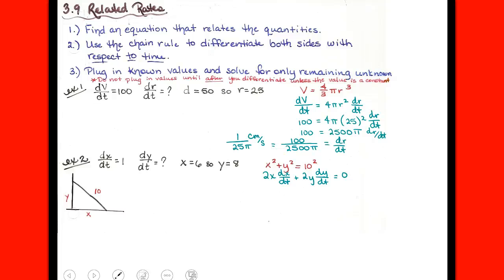All right, so then I'm going to plug in the values that I know and solve for the only remaining value that I don't know. So, okay, they told me that x was 6. They told me dx/dt was 1.